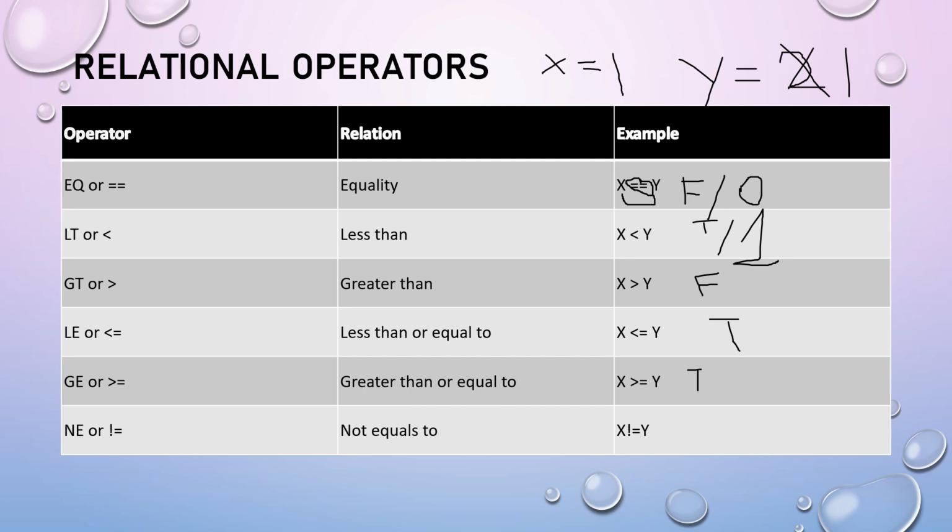And now this is not equals to. Not equals to checks whether the two variables are equal or not. Now they are not equal, so it gives true, but if the value of y was 1, then it would produce false. Okay, I hope you understand this. Now let's move on to another slide.